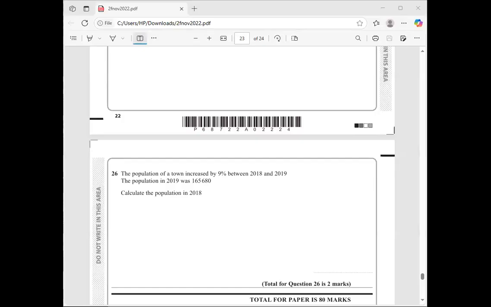So it says 9% between 2018 and 2019, the population of that time increased. And then they now tell us what it was in 2019. So it's so interesting that questions on percentage can be tackled from any angle.